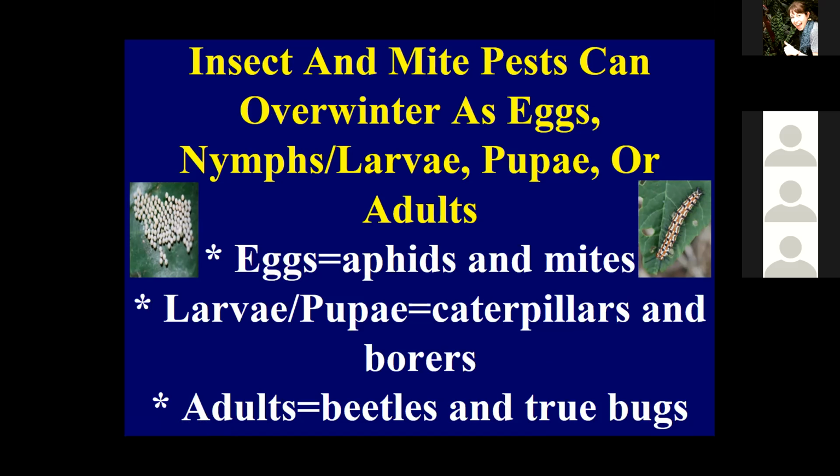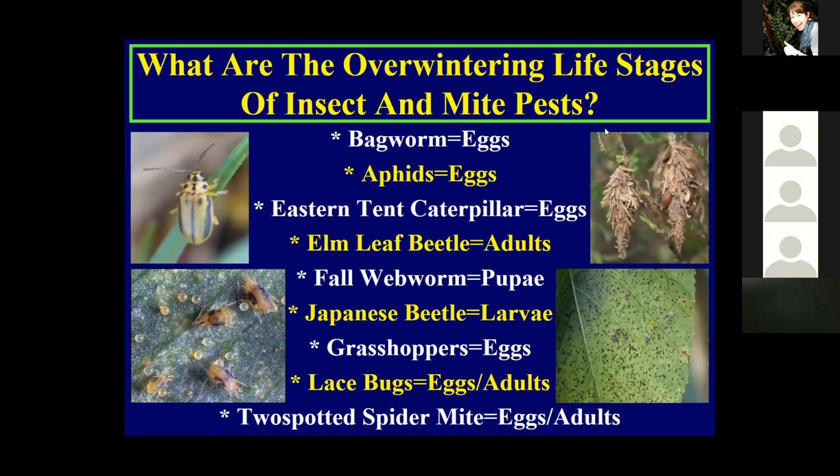Okay? So what are the overwintering life stages of insect and mite pests? Well, bagworm, as we'll talk about in depth, overwinters as eggs. Aphids overwinter as eggs. The eastern tent caterpillar overwinters as an egg mass on apple trees and any plants in the Rosaceae family. Elm leaf beetle overwinters as adults. They sometimes come into people's homes. Fall webworm as pupa. Japanese beetle as larva.